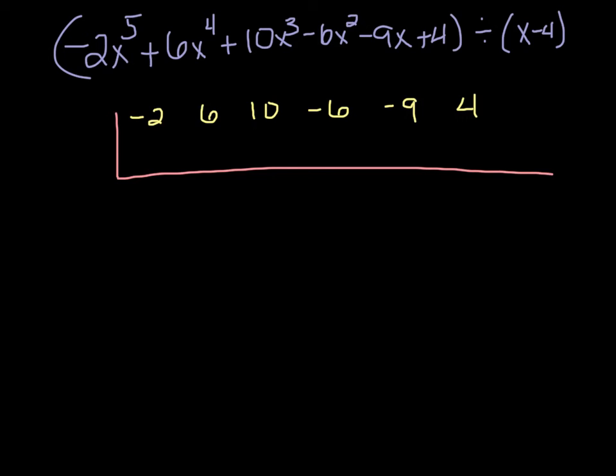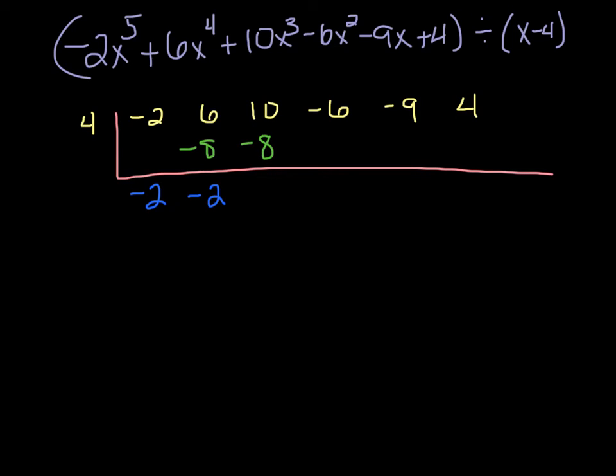Then our divisor is x minus 4, so that means a 4 is going to be out front here. Okay. Start by bringing down the negative 2. Negative 2 times 4 is negative 8. 6 plus negative 8 is negative 2 again. Negative 2 times 4 is negative 8.